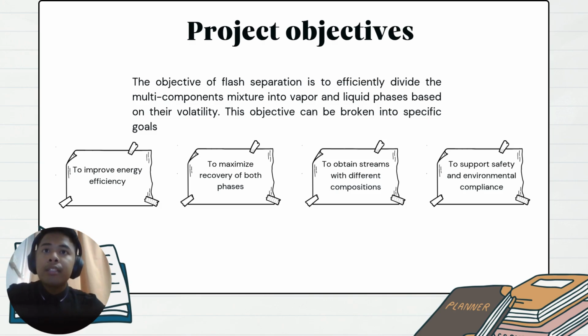Secondly, is to maximize recovery of both phases. The goal is to collect as much as possible of each component in the desired phases, reducing waste or loss. Thirdly is to obtain streams with different composition. After the separation, the vapor and liquid contain varying proportions of the original mixture, making them useful for different steps in production. And lastly is to support safety and environmental compliance. The goal is to operate under controlled conditions, ensuring the process meets environmental and safety regulations.